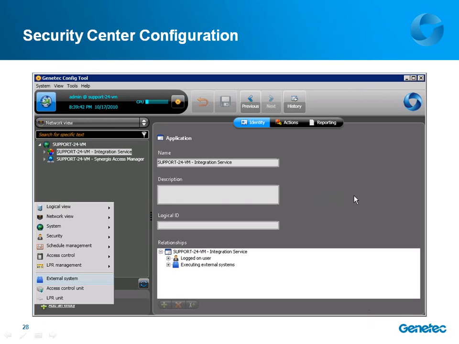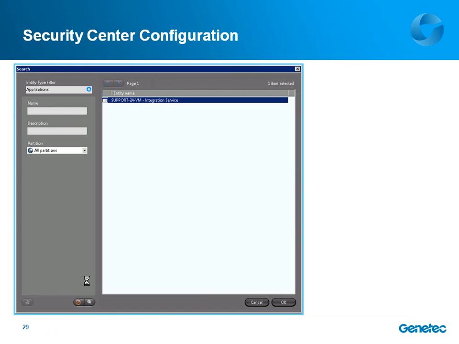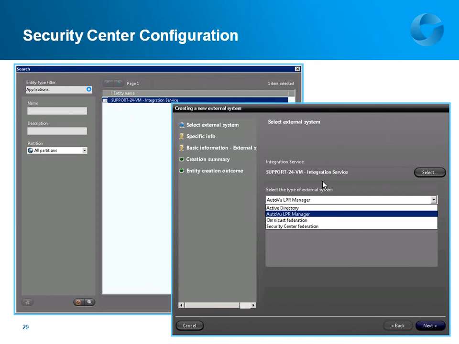Now, after verifying the license, we'll need to move over to the Config tool and set up the LPR manager from the integration service. We can go into the network view so that we can see our integration service here, and click on Add an Entity, and we'll want to choose External System from the list. We'll want to select our integration service, and we're also going to want to choose our AutoView LPR manager from the type of external system.